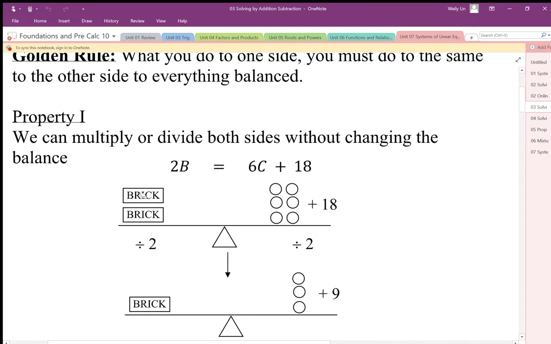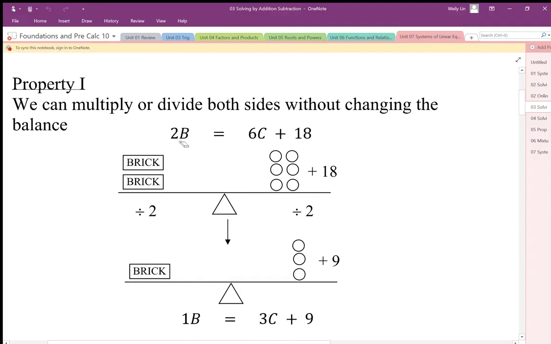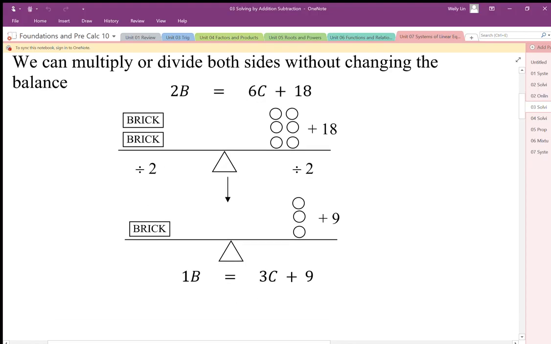So if I start with 2 bricks, 6 circles, and 18 ones, I can divide both sides by 2. So this 2b equals 6c plus 18 becomes 1 brick equals 3 circles plus 9 ones. So we end up with 1b equals 3c plus 9, and this new equation, this new balance, remains balanced.